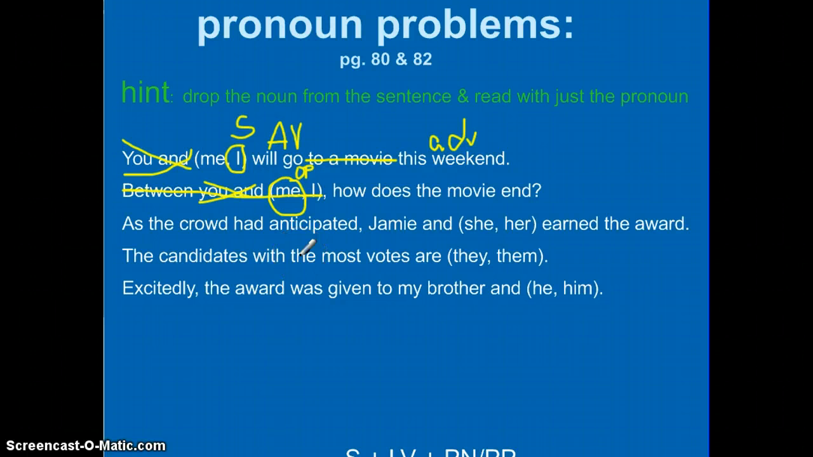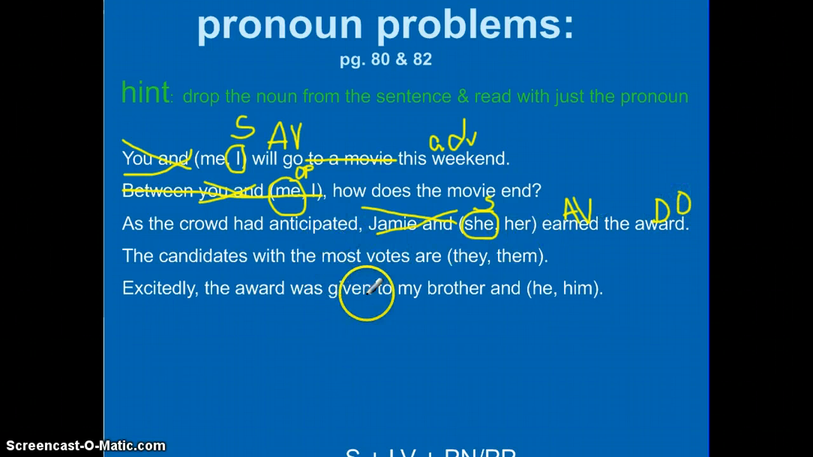As the crowd had anticipated, Jamie and she or her earned the award. Back to our hint, we're going to get rid of Jamie and try reading the sentence by itself. She earned the award or her earned the award. And we can tell very clearly it's she. Now just because it sounds right will never be the correct answer in my class. We also need to know what's the job that she is doing. She is the subject. She earned is your action verb. She earned what? She earned the award. So there's your DO.